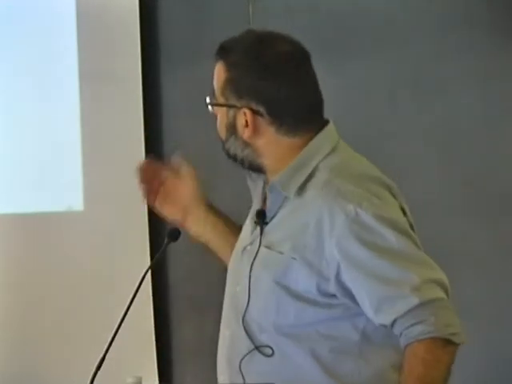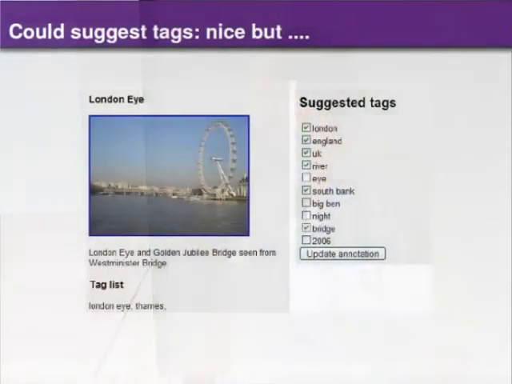What can you do with this? One thing you can do is to have a very nice interface like this when you upload a picture in Flickr. For example, the person has said this is about the London Eye and the Thames. And here the system says, okay, these are other related tags, like London, England, UK, River, South Bank, Big Ben, Bridge. And the person will click all the ones that are related.